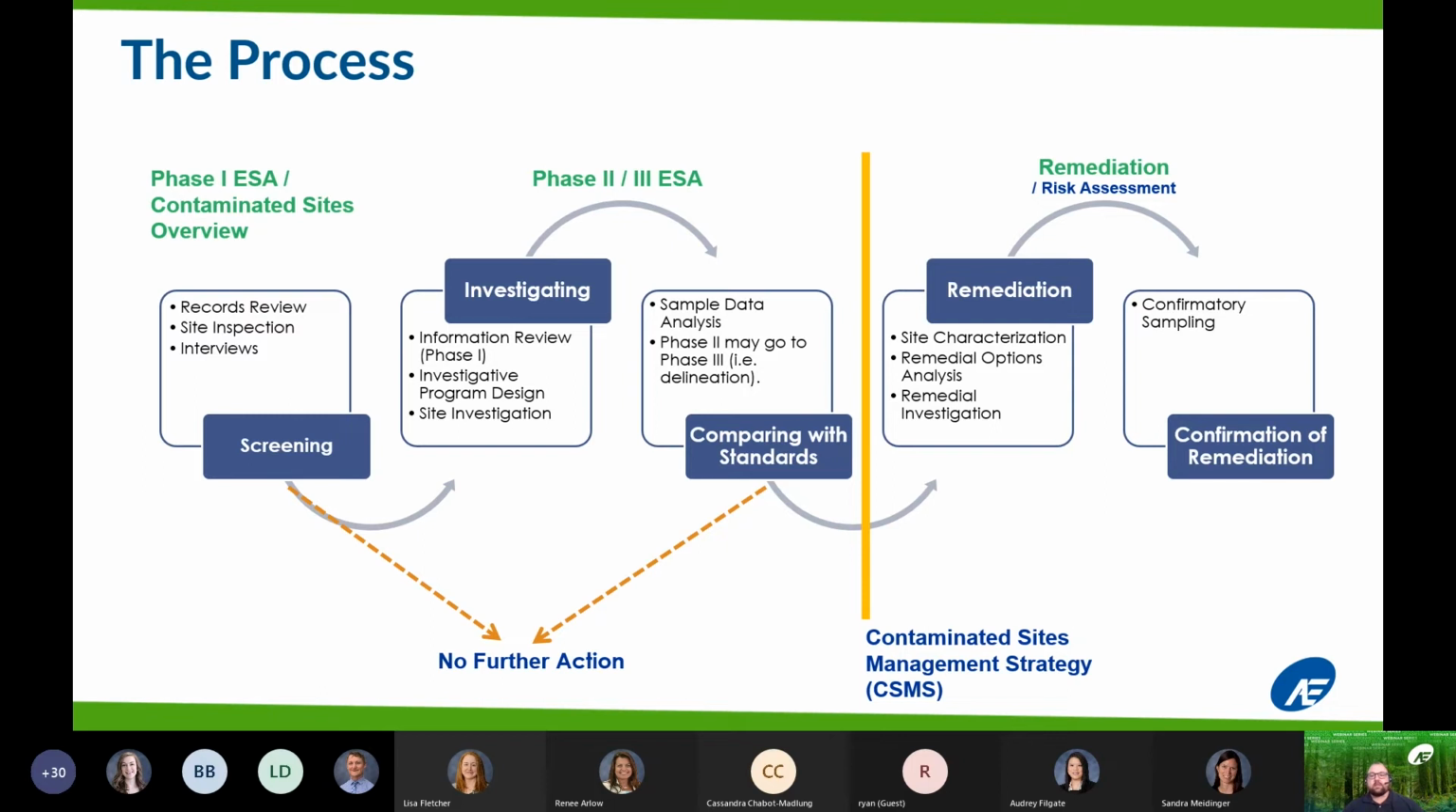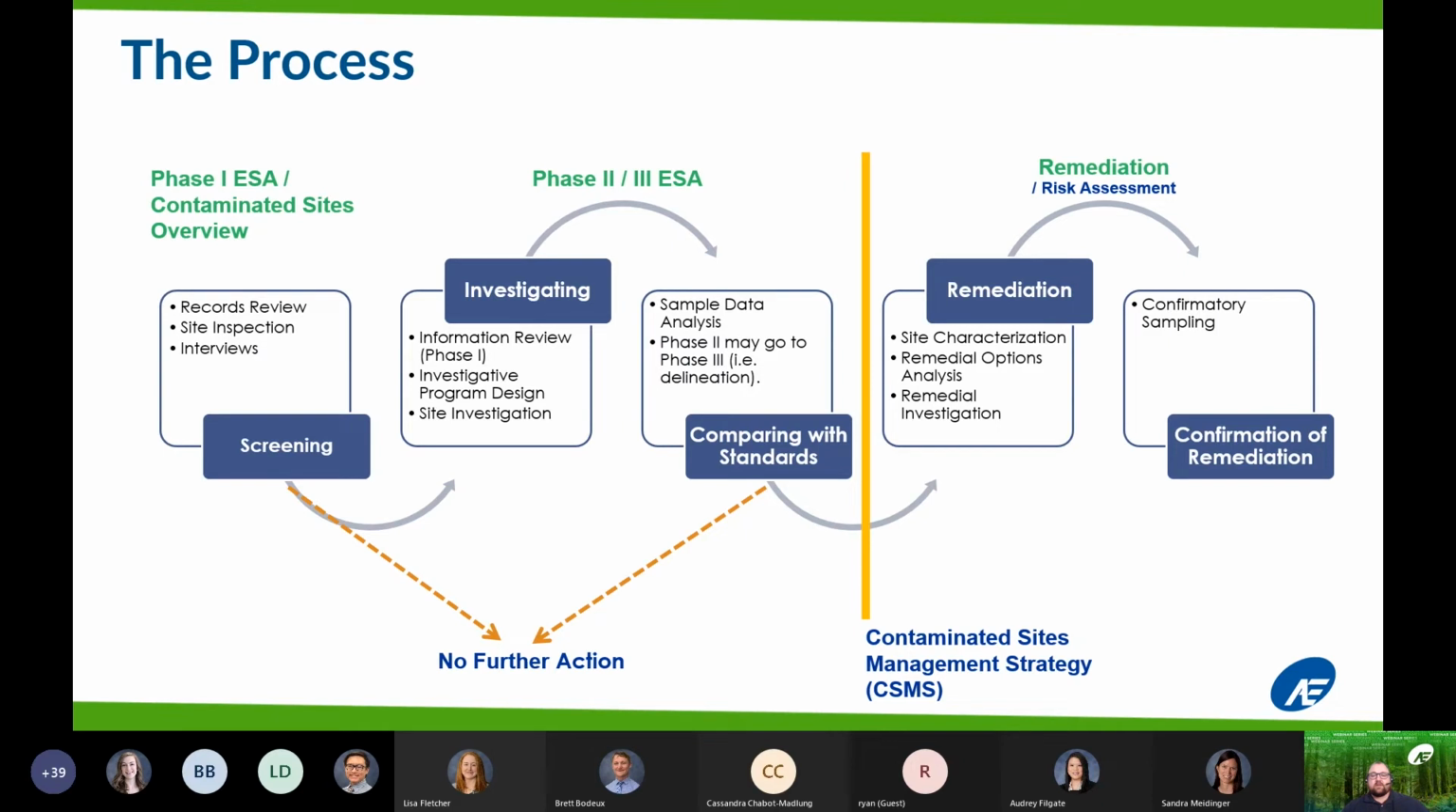introduce our case study. For linear infrastructure projects like roads, remediation may not be feasible or cost effective. At this point, a contaminated sites management strategy may be prepared with recommended soil and water management. The contaminated soils management strategy is then provided as part of a tendering package to contractors so they are aware of the impacts and can plan their scope and estimates accordingly.